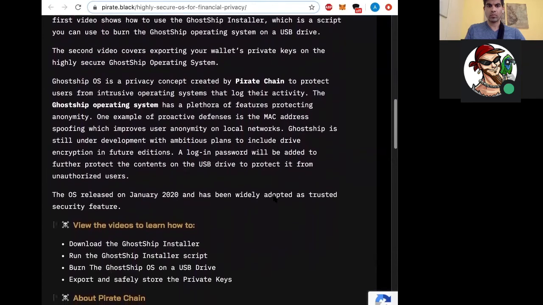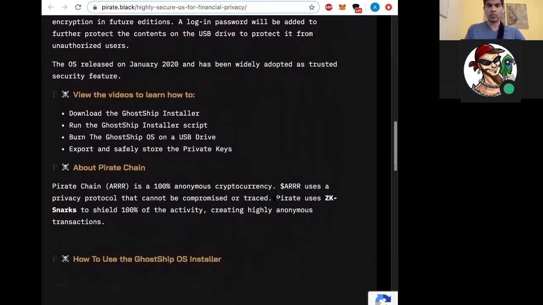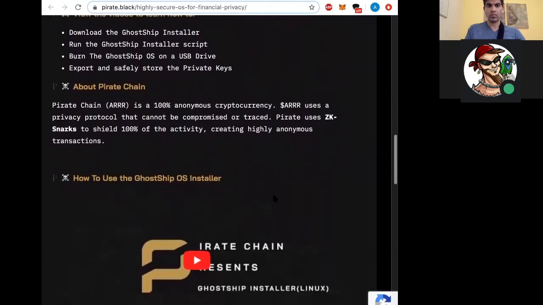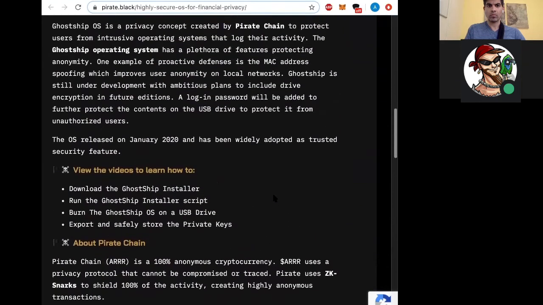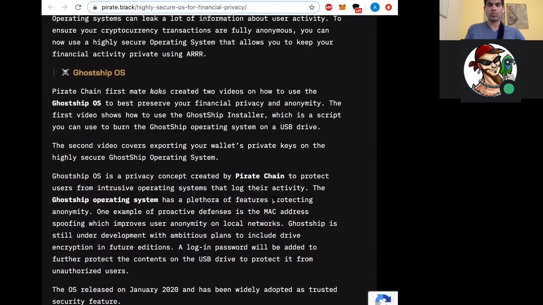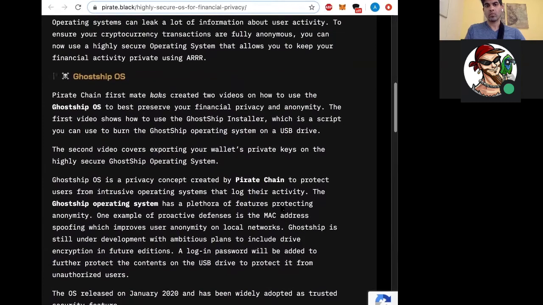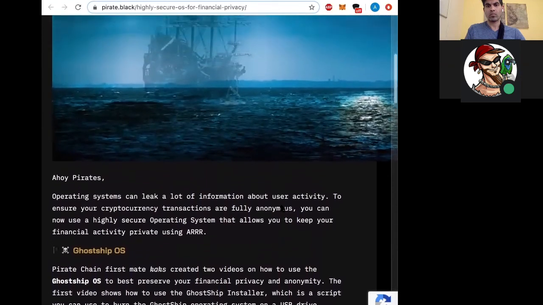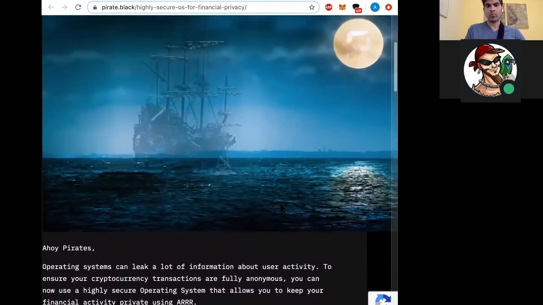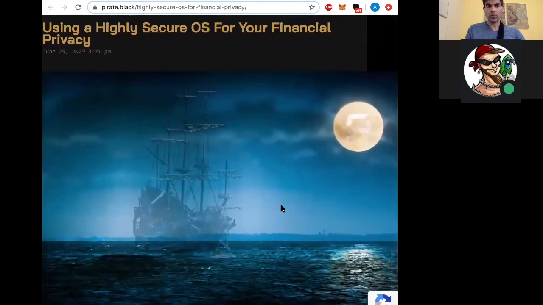So it uses OpenSUSE as a base and has the features of Tails OS. So it's got MAC address spoofing and a ton of security features that allow you to make sure that you're operating securely and privately. Because even if you're not using Windows, one of the biggest vulnerabilities in a PC is the user itself and what you download and all that other stuff. So by giving somebody a platform like Ghost Ship to utilize their wallet, which uses a light wallet, it reduces that risk significantly. So you can be sure that you're safe and secure when you're using this operating system for your wallet.